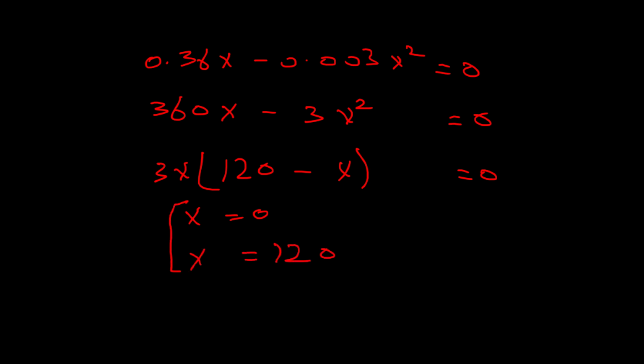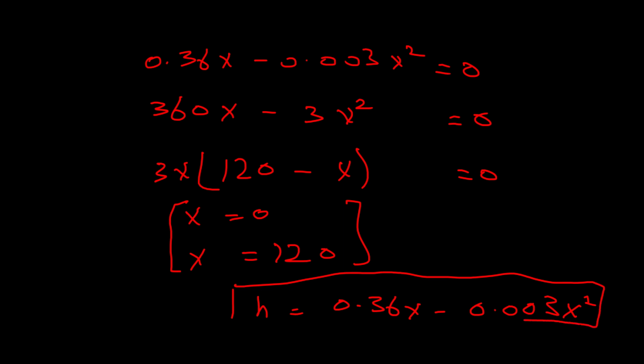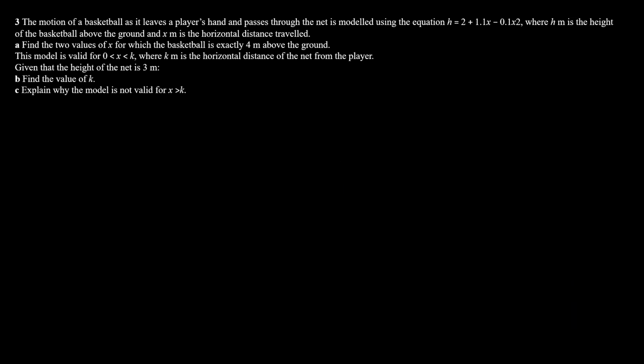So the model is valid between these two values. So h is equal to 0.36x minus 0.003x squared, and this model of prediction of the golf ball motion is valid from x equal to 0 to x equal to 120. Okay, so that's our first problem. Let's move to question number 3.